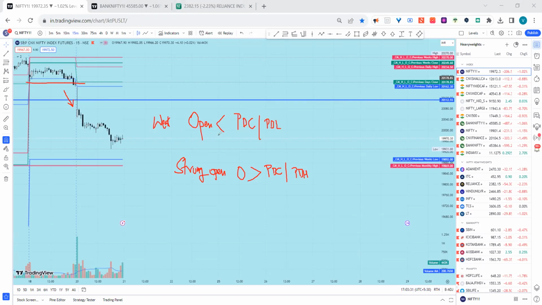But weak open gives a bias to the mind, right? So that's the whole of it. Just like open equal to high gives a bias, open equal to low gives a bias. So weak open also gives a strong bias. So moving on.